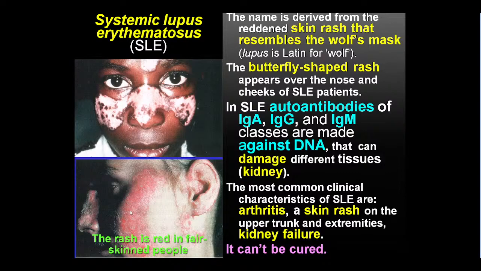Unfortunately, not only skin is affected by these autoimmune anti-DNA antibodies. Except for skin, joints are affected, and kidneys. And patients may die due to development of kidney failure. In some cases, the disease can be cured.